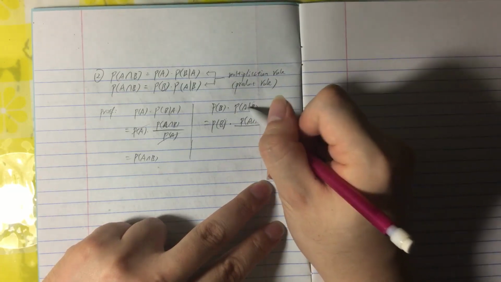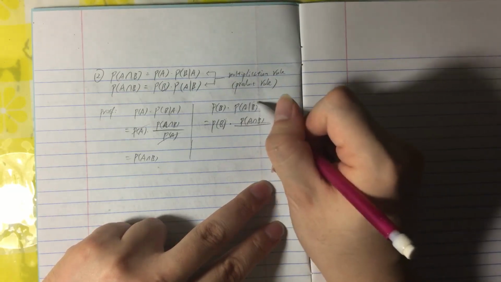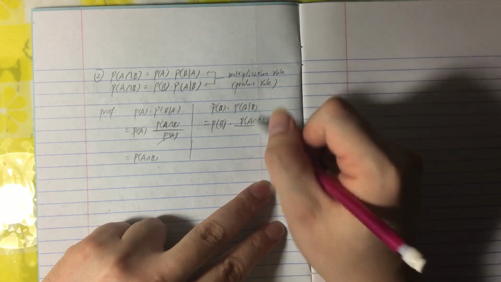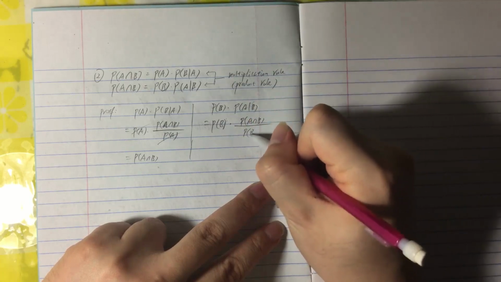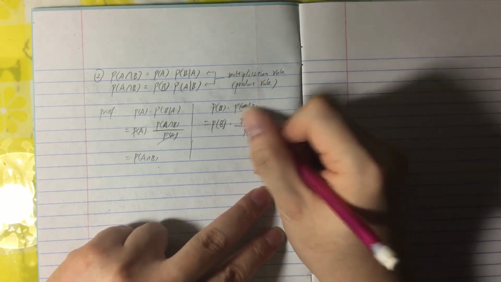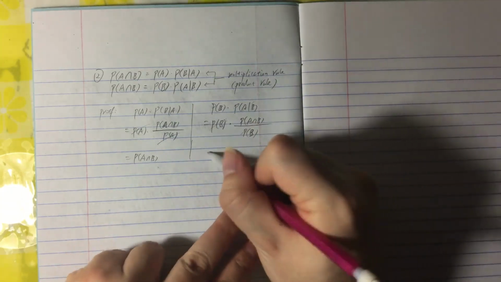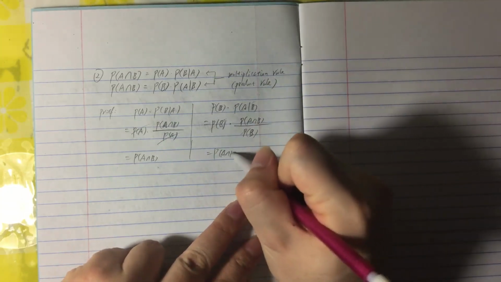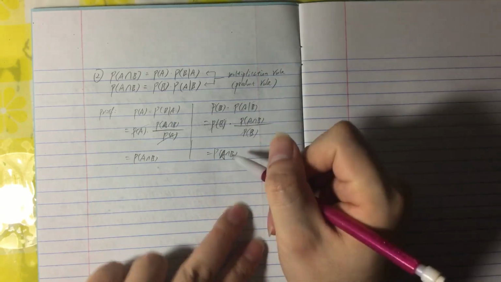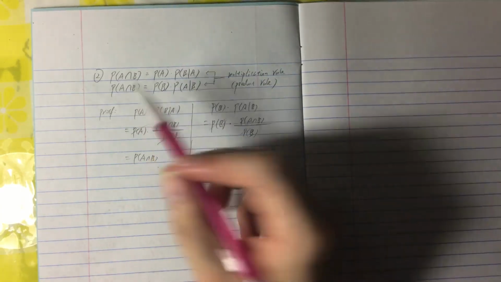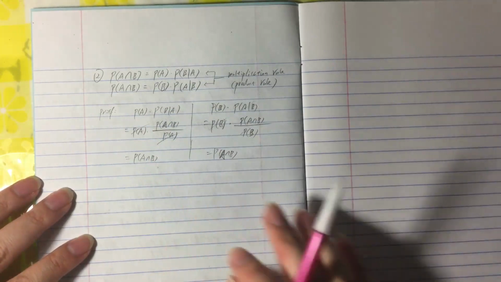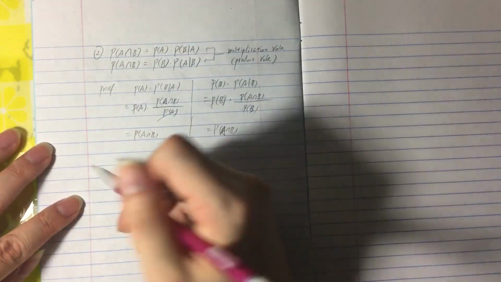A is the first part, what we are looking for. The second part is the condition. So take an intersection, divide by the condition. Condition is probability of B. Then we can cancel probability of B. What's left is probability of A intersection B. So here we show that the right side equal to the left side. So that's the proof of the second statement. The third statement.